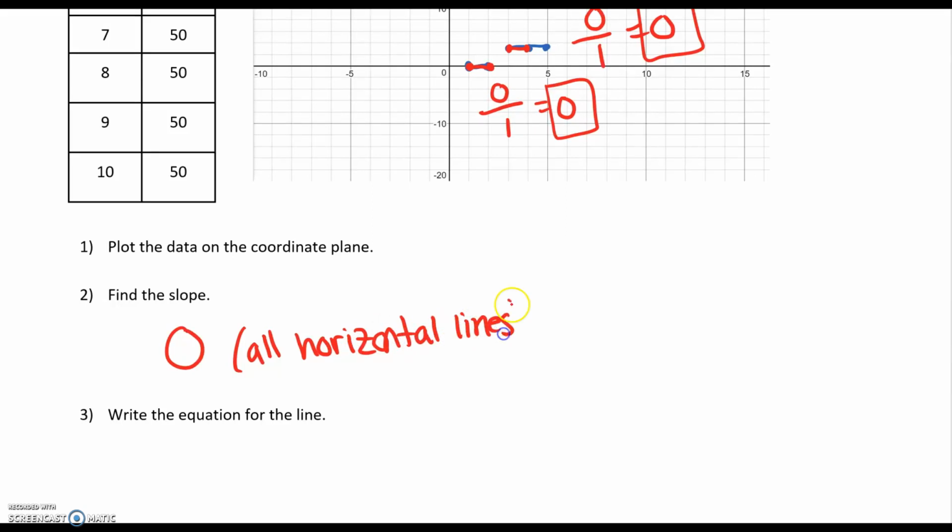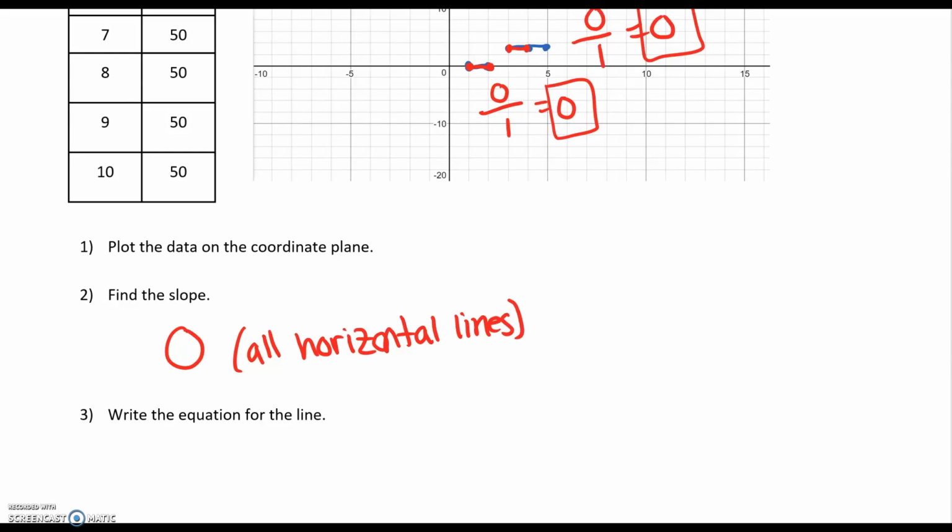The reason all horizontal lines have a slope of 0 is because you're not rising to get from one place to the next in a horizontal line ever. No matter what the horizontal line looks like, how big or small it is, or where it's located, you're never rising. You're just running left or right.